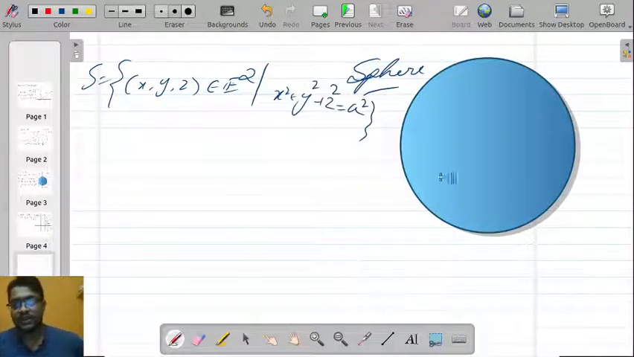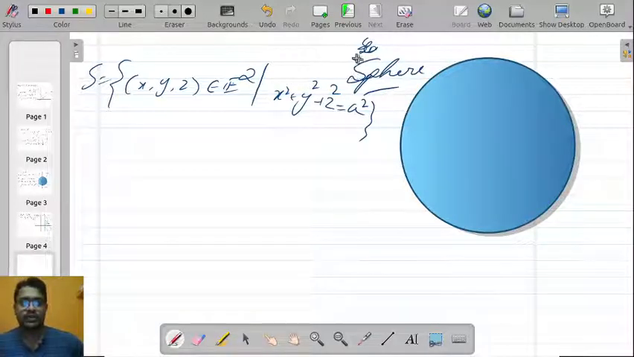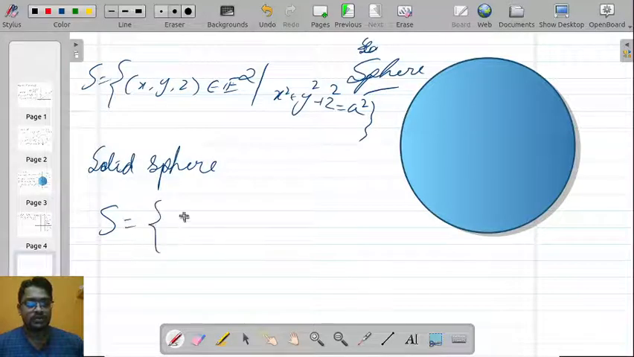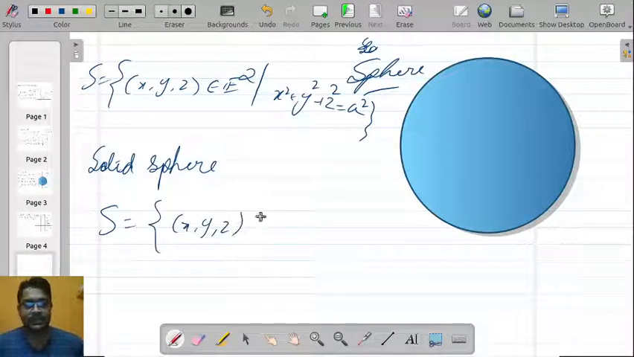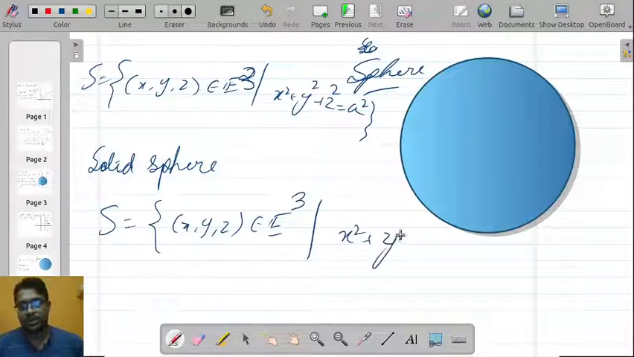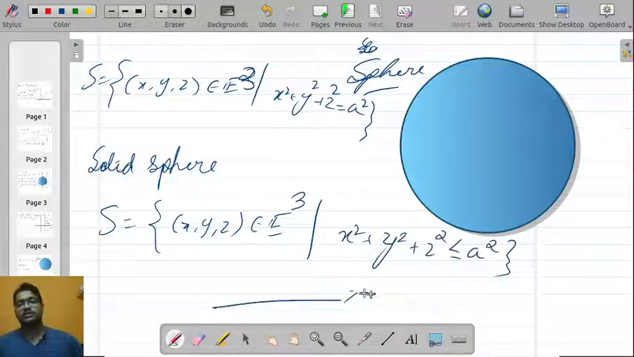Okay, this is the spherical surface, the surface of the sphere actually. Sphere means we talk about the surface. If we say the interior, the solid sphere, then S is the set of all those (x, y, z) in E cubed, three-dimensional space, such that x squared plus y squared plus z squared is less than or equal to a squared. In that case, this is the solid sphere.